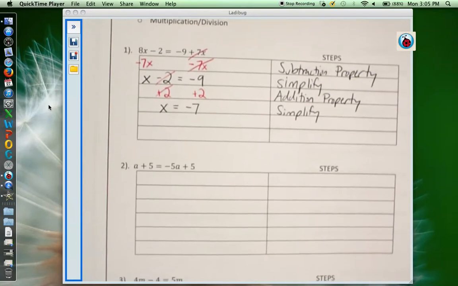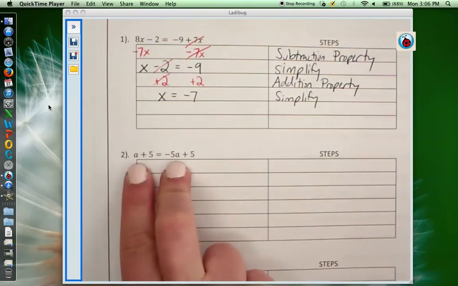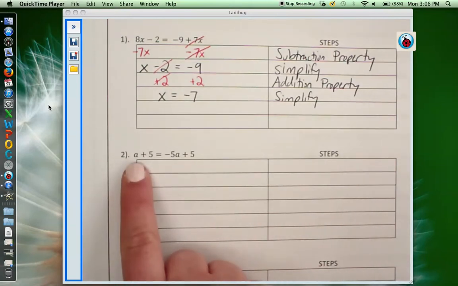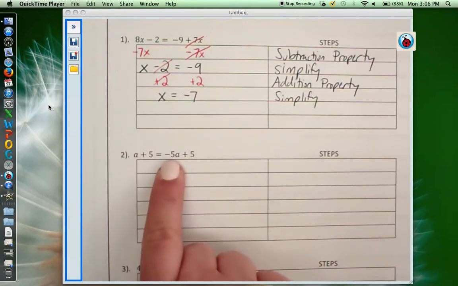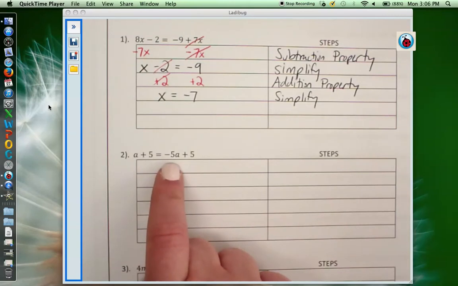Let's look at problem 2. a plus 5 equals -5a plus 5. Again, I have variables on both sides of my equal sign. I do not want variables in two different places here. So I'm going to have to cancel one of them in order to carry on with this problem. I have a choice. I can either subtract a from both sides, or I could add 5a to both sides to cancel this -5a. I'm a fan of leaving things positive, so instead of subtracting a, that would give us -6a over here. I don't really want that. So instead, I think I'll add 5a to both sides.